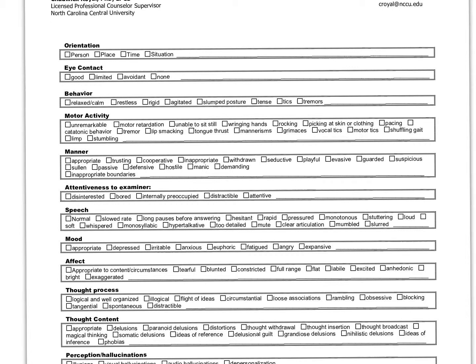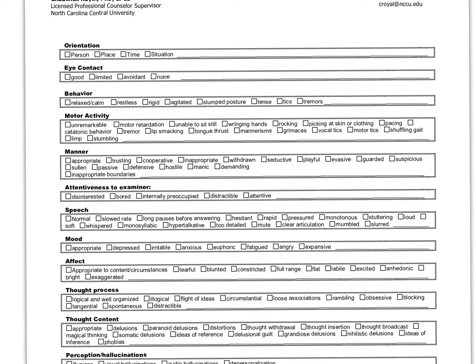Did they have general mannerisms that stood out to you? Did they make lots of facial grimaces, which could be reacting to voices or hallucinations? Do they have vocal tics, motor tics, shuffling gait, again with schizophrenia? Did they appear to have limp extremities? Were they stumbling?